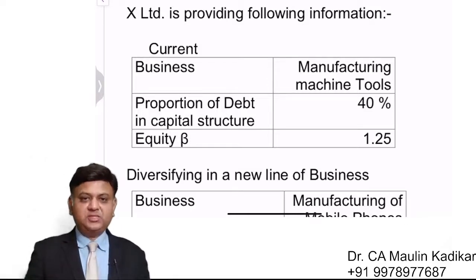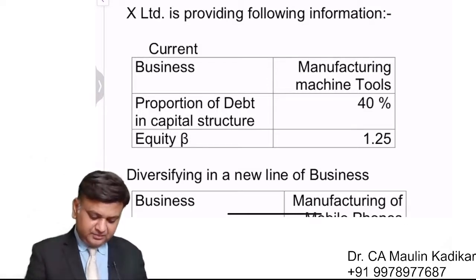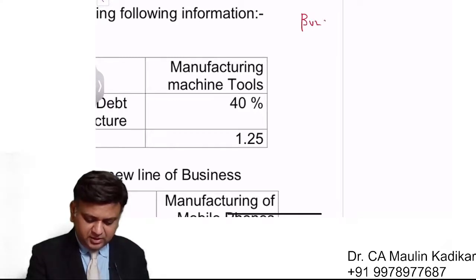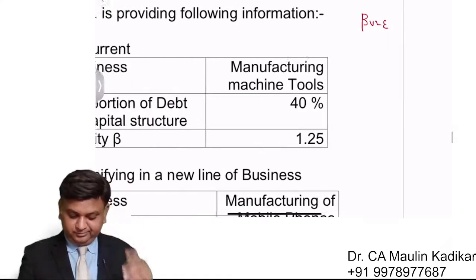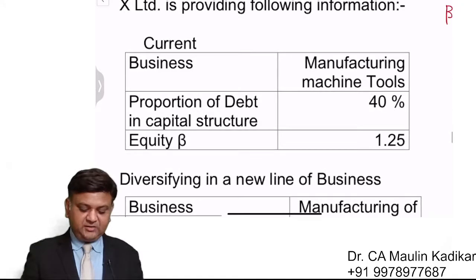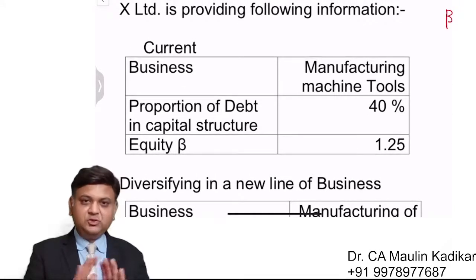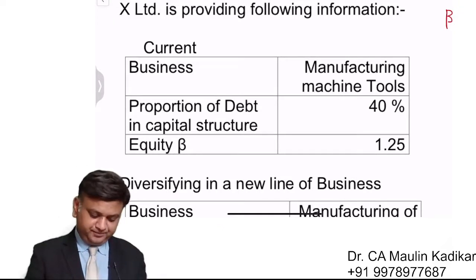So now we are going to start with a new concept, and the name of the new concept is called beta of unlevered equity. Let us have understanding of that concept, say with this question. आपको कुछ लिखना नहीं है, आपको सिर्फ समझना ही है.